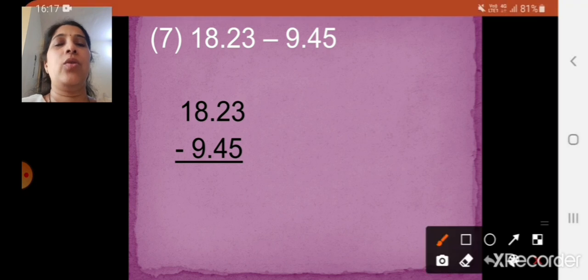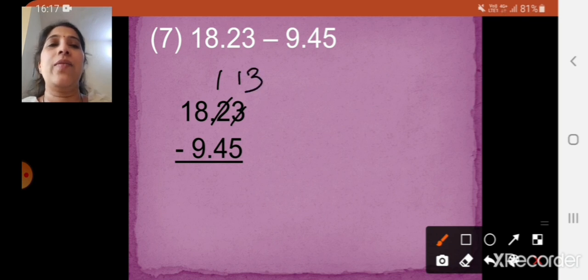18.23 minus 9.45. Now let's carry out the subtraction. 3 minus 5. You cannot subtract 5 from 3. So you are going to borrow 1 from the tens place. So in the tens place it will become 1, and in the hundreds place it will become 13. Now 13 minus 5 is how much?